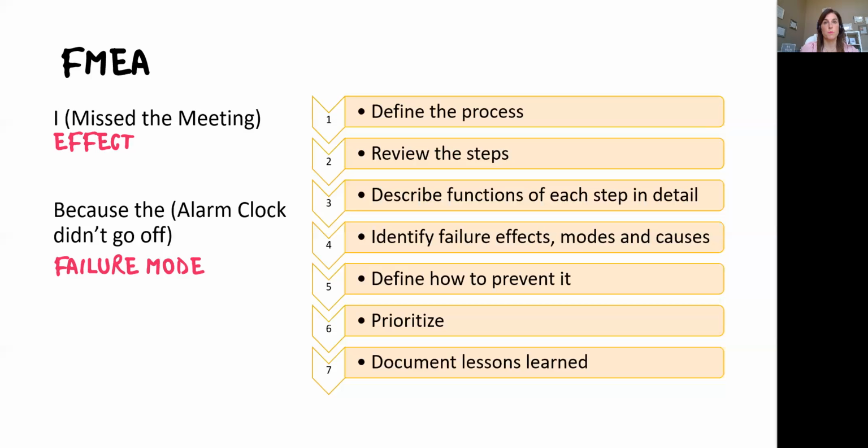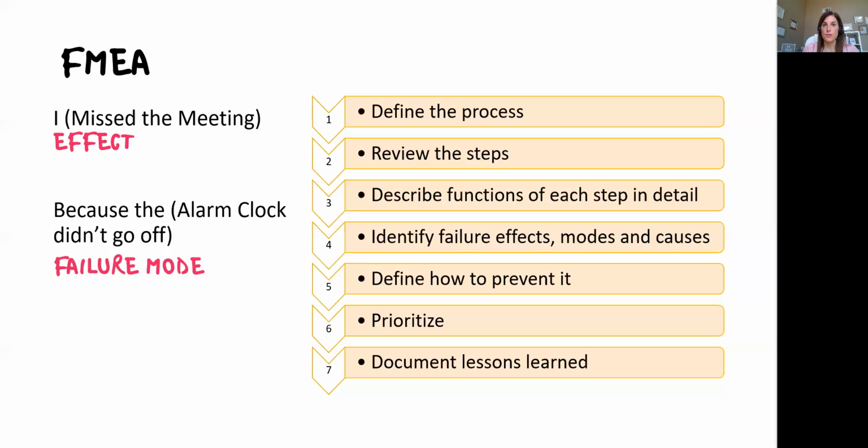Maybe the failure mode is because the person taking the order was not hearing well. Maybe it was the wrong order. Someone, the first person, got the order after the other person. So there are many things that can affect how you work. So identify what could go wrong and what the causes are, why that could go wrong, and then define ways to prevent it.